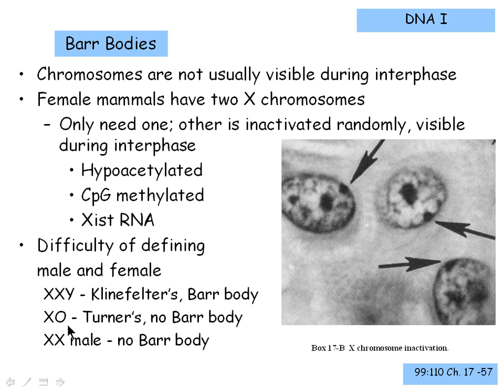Turner's results when a female has only 1 X chromosome, and they just never got their other X chromosome. So they do not have a bar body because they have only 1 X chromosome, and they don't need to silence another one. This usually results in 1 in every 2,500 female births. There doesn't seem to be a lot of problems with these females, except that their sexual characteristics are a little bit underdeveloped.